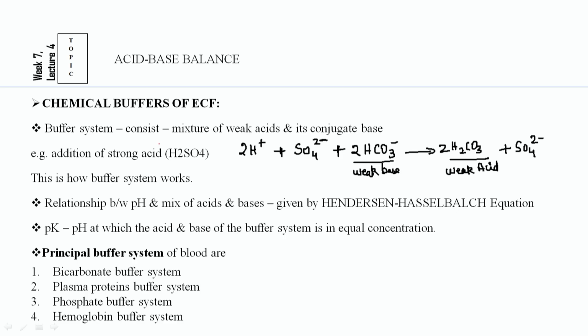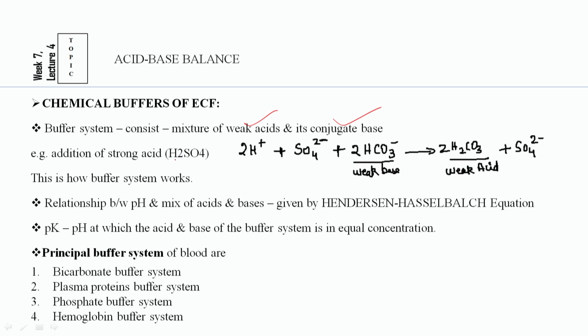The first line of defense I told is the chemical buffers. These chemical buffers are usually present in the ECF system. The chemical buffer system consists of a mixture of weak acids as well as their conjugate bases. Okay, now let us see the addition of a strong acid here.